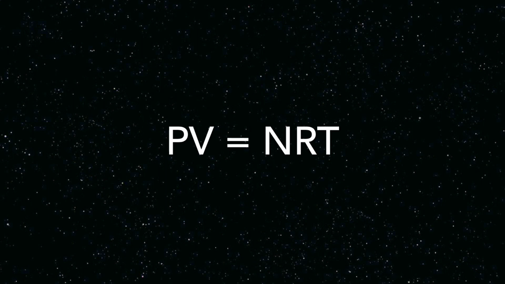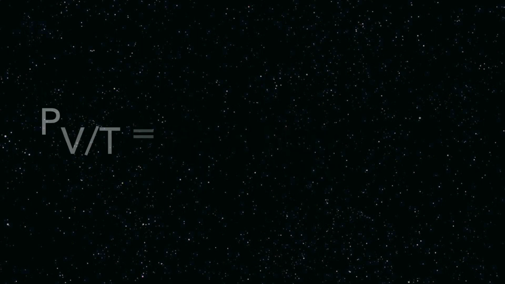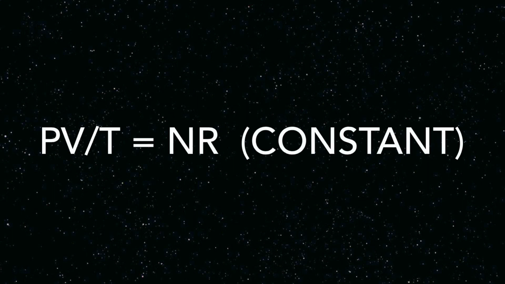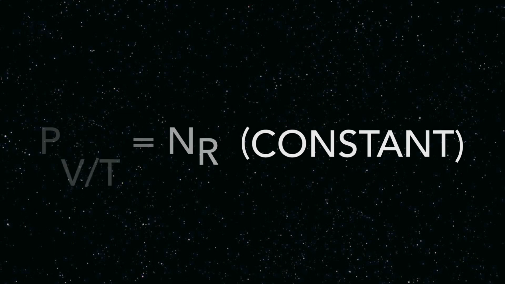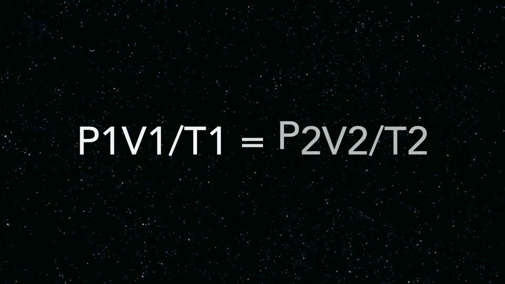A different way of stating the same formula would be PV divided by T equals nR, or PV divided by T equals a constant, or P1 V1 divided by T1 equals P2 V2 divided by T2.